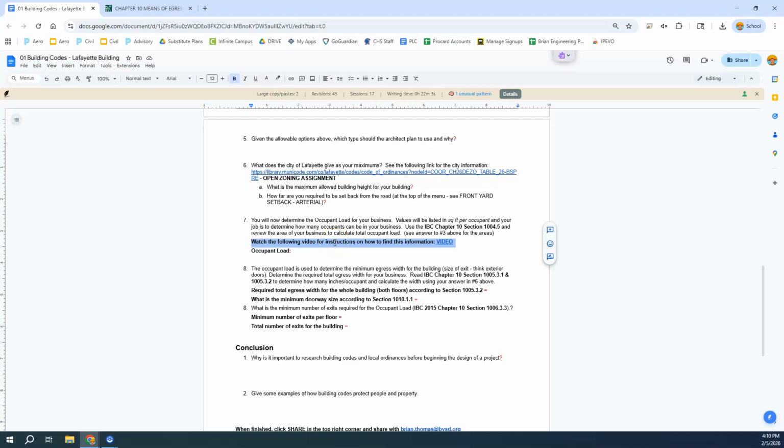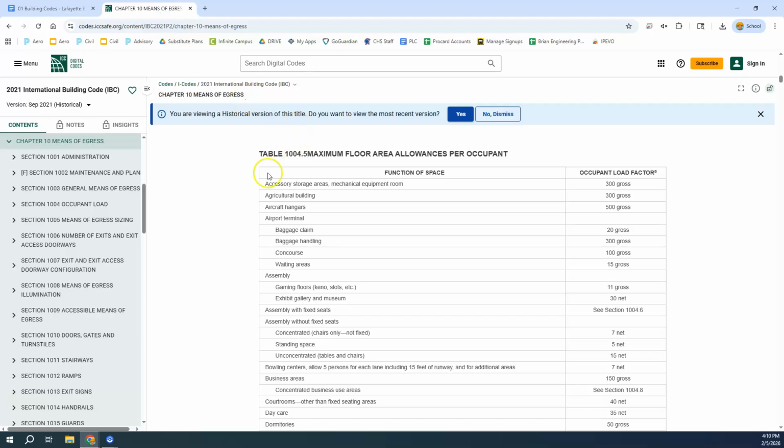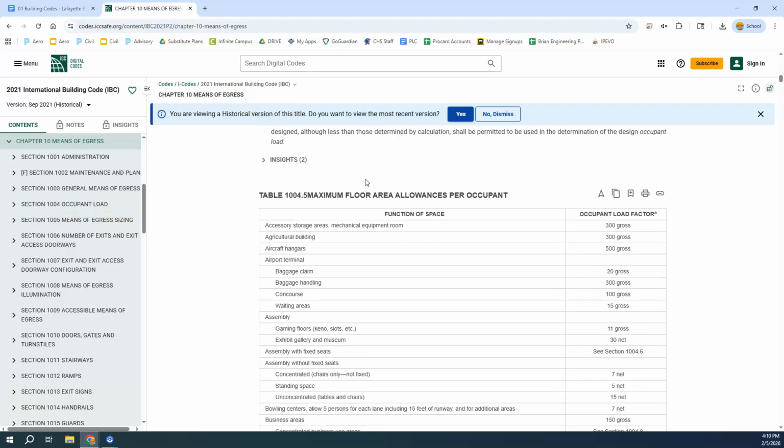Determining occupant load is pretty tricky. So I'm going to show you how you find this. Hopefully you've read these directions up here. It tells you to go to IBC Chapter 10, Section 1004.5. 1004.5 is way down here. You've got to scroll quite a ways to get there.